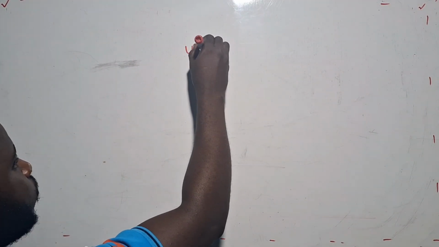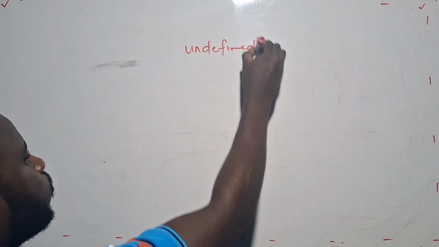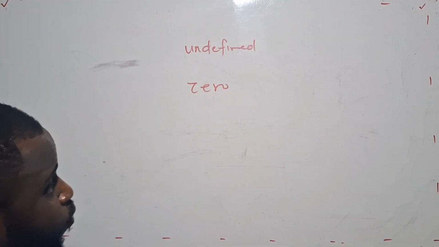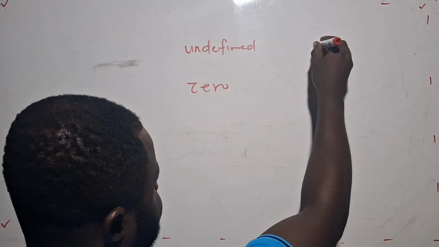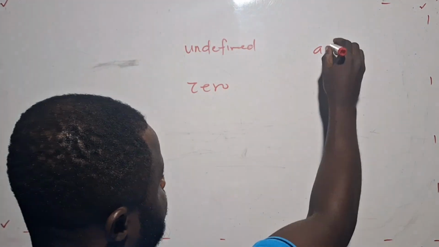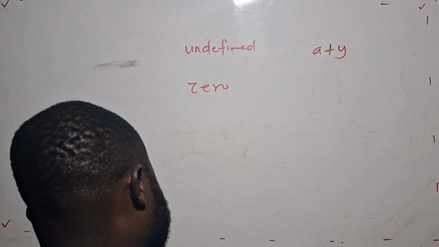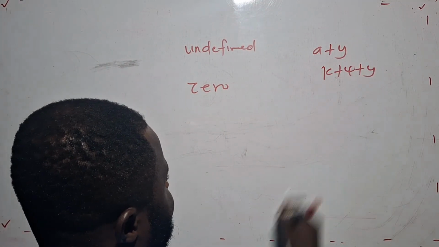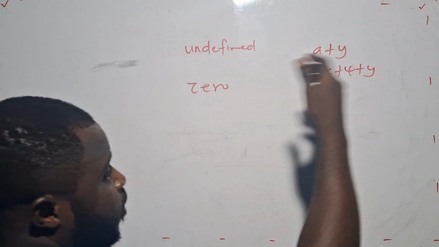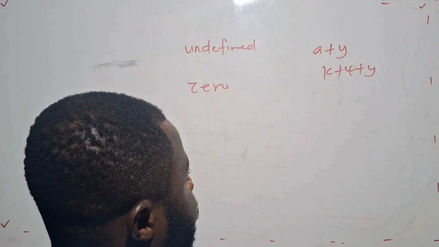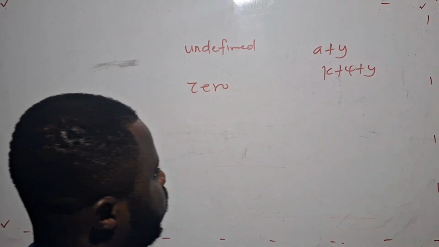Now, I've mentioned two things here: undefined and zero. We know an algebraic expression is a mathematical expression involving a letter or letters, a mixture of letters, numbers, and an operation sign. When you see a plus y, it is an algebraic expression. When you see k plus 4 plus y, this is also an algebraic expression. It becomes an equation when you see an equal sign. So know the difference between algebraic expressions and equations.